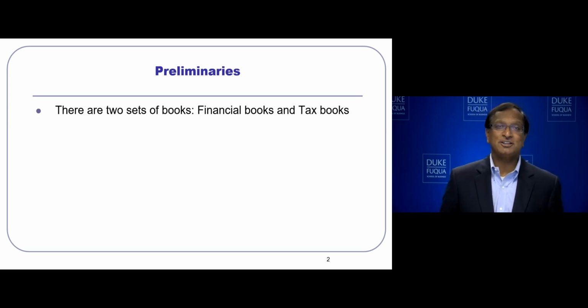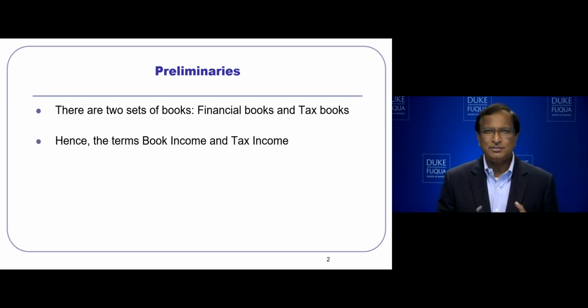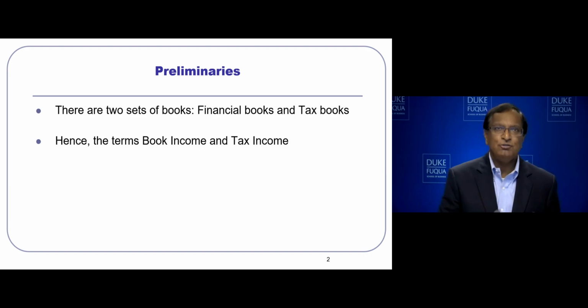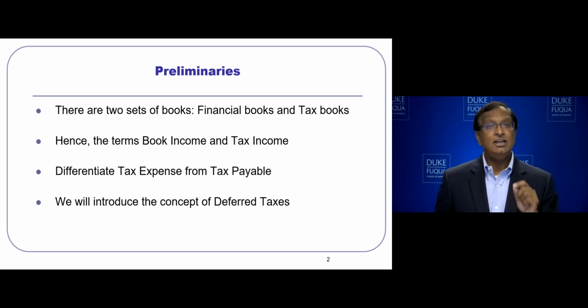There are actually two sets of books, the financial statements and the tax books. And hence you will hear the terms book income and tax income to differentiate the two sets of books. And we'll also talk about how tax expense differs from taxes payable. And we'll introduce the concept of deferred taxes.